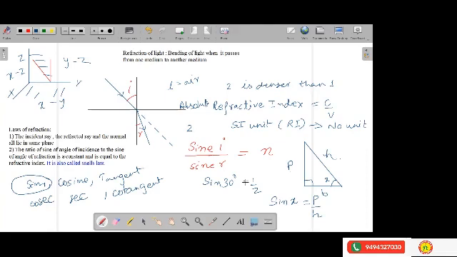In the last class, we clarified one more thing, that if the ray is coming from a rarer medium to the denser medium, in which side will the ray of light bend?